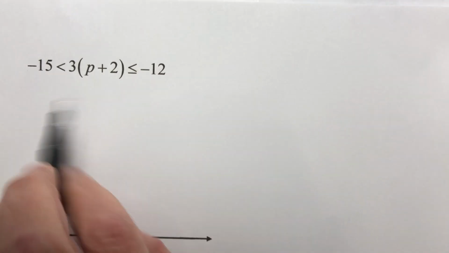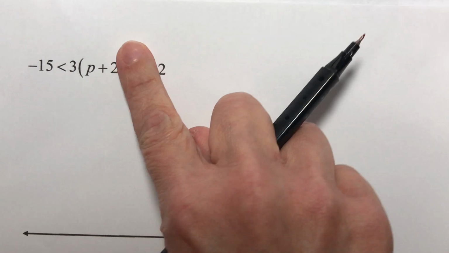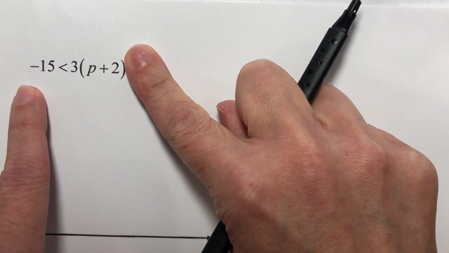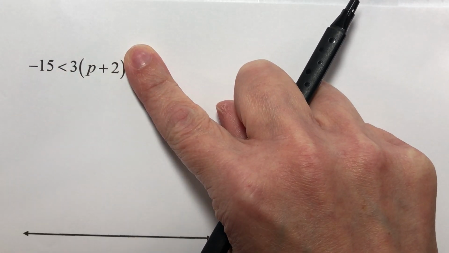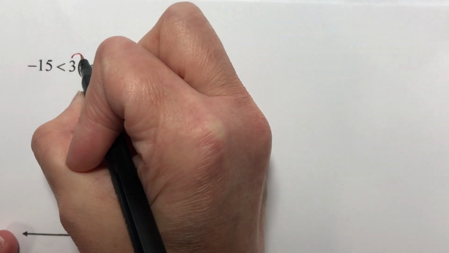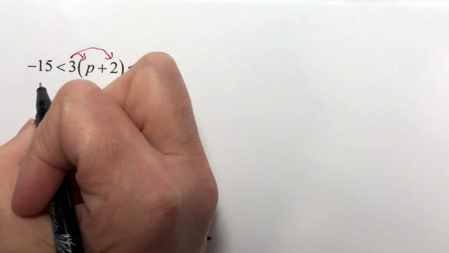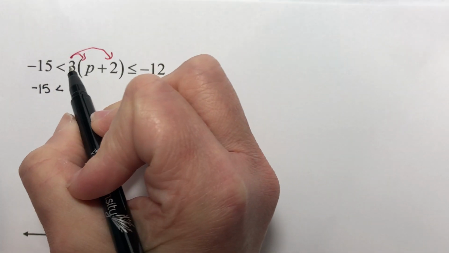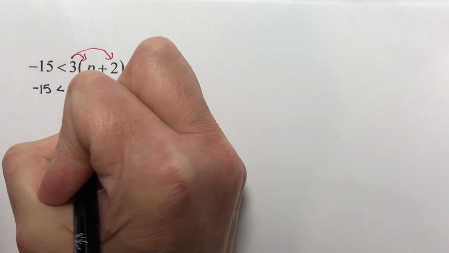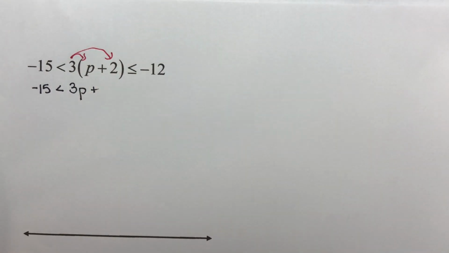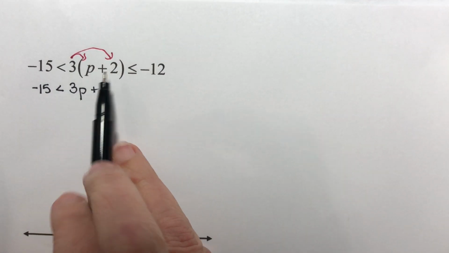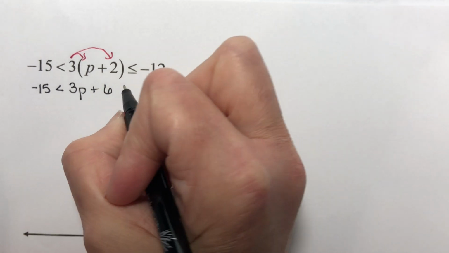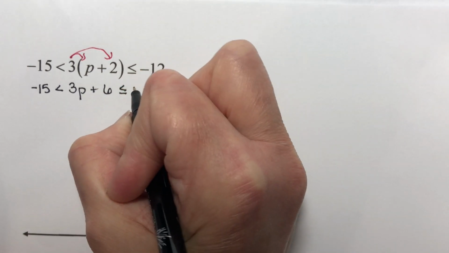Let's try. I want to get my variable alone in the middle. Cover up one of them. Ask yourself what you would do. You would distribute the 3 here. We distribute the 3. That doesn't change. So I have negative 15 is less than 3 times p, 3p, plus 3 times 2 is 6, and that is less than or equal to negative 12.